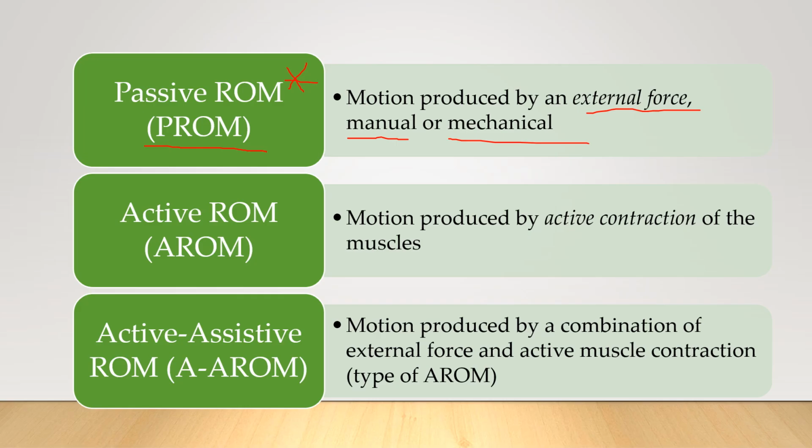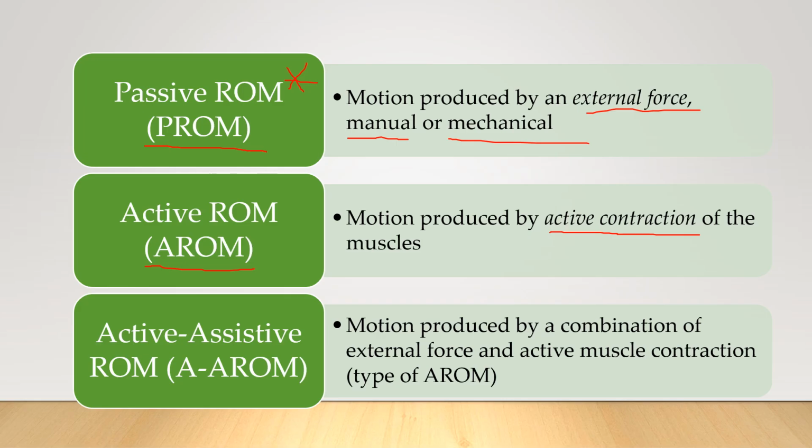Okay, and again, we're going to talk about why we'd use passive range of motion in just one second. The next one that we have here is active range of motion, or AROM. This is motion that's produced by an active muscle contraction. So your patient is actually going to move through a shoulder flexion activity on their own, as opposed to passive range of motion where the therapist was doing that all for them. Okay, so active muscle contraction here.